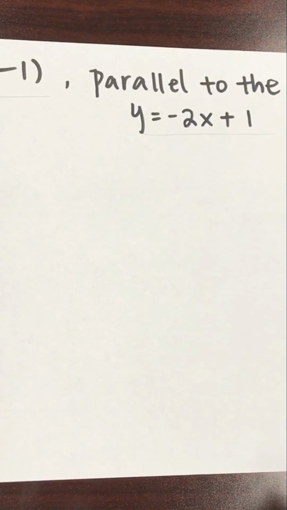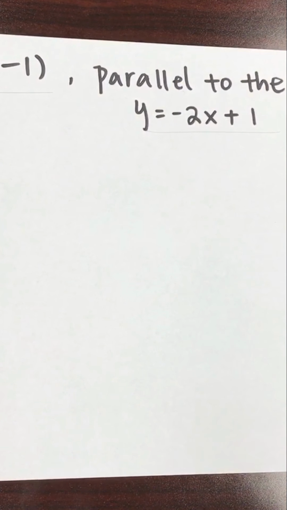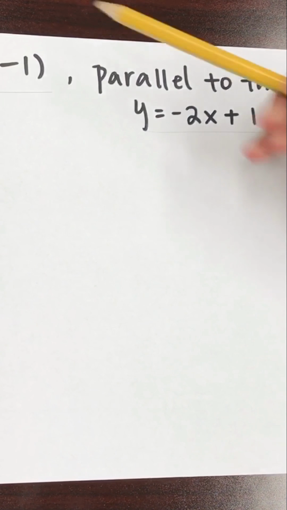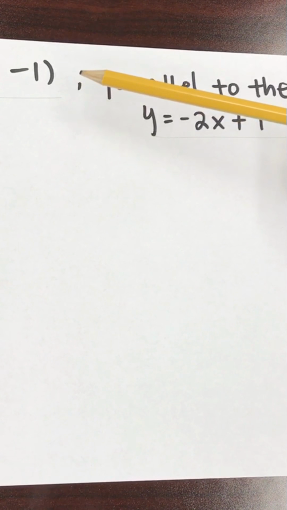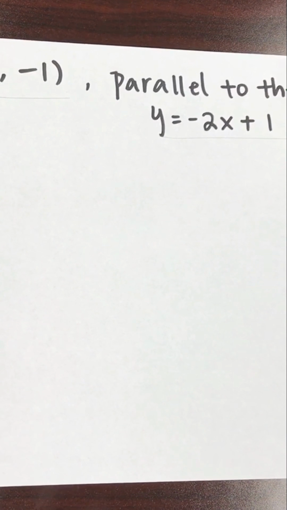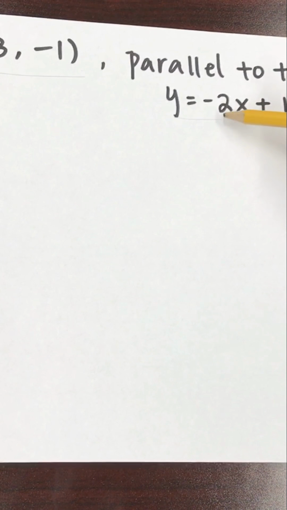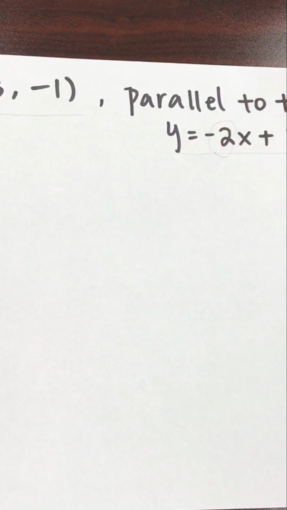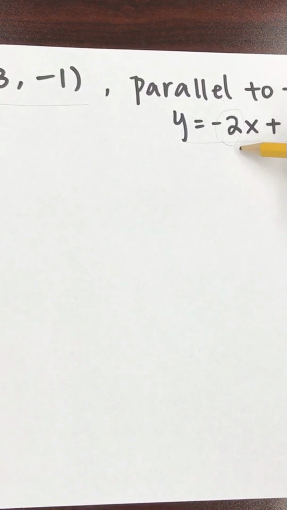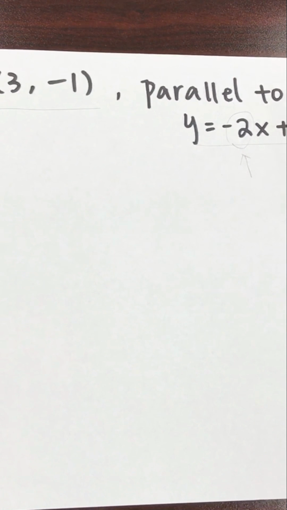This is number 1 question from section 1.1 to 1.3. The question is, which of the following gives an equation for the line through this coordinate and parallel to the line y equals -2x plus 1? For this question, we are going to focus on the slope. The slope given here is -2, and it's asking parallel to the line. What parallel means is that the new equation you're looking for has the same slope of -2.